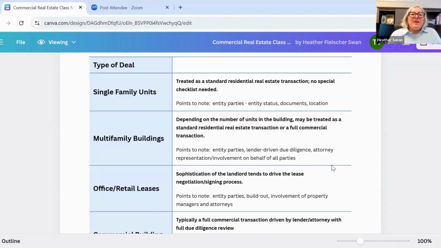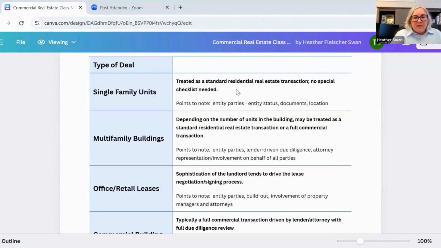Depending on the number of units in the building, it may be treated as a standard residential real estate transaction, or it might go to the next level where it's really a full commercial transaction, right? And so here are the important things you need to know about that. Again, it depends on the number of units. So if it's just a duplex that's for sale, listed as a residential property, you can go ahead and just treat it like you would any other property.